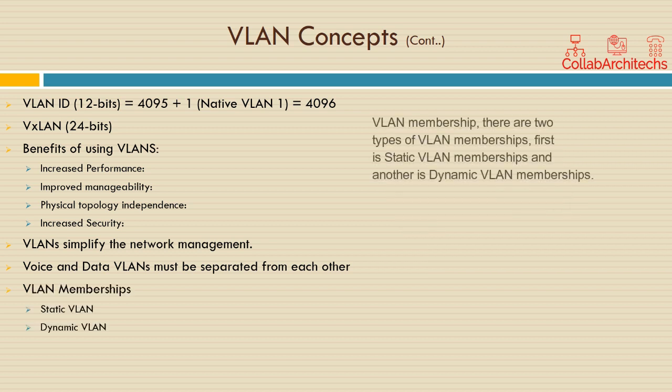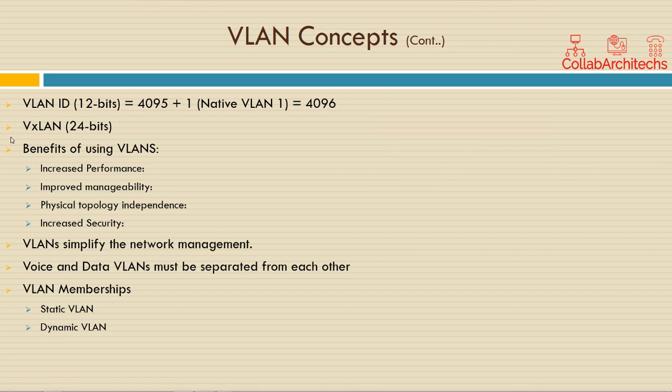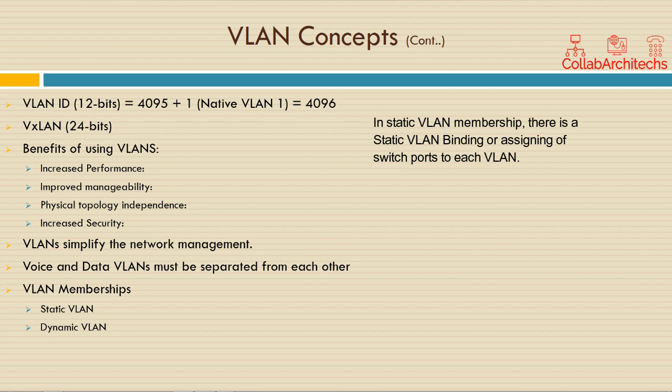Now, let's discuss VLAN membership. There are two types of VLAN memberships. First is static VLAN membership and another is dynamic VLAN membership. Let's discuss some features of the static VLAN membership. In static VLAN membership, there is a static VLAN binding or assigning of switch ports to each VLAN.